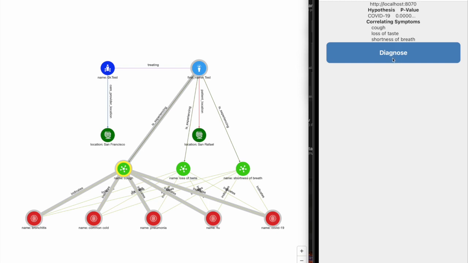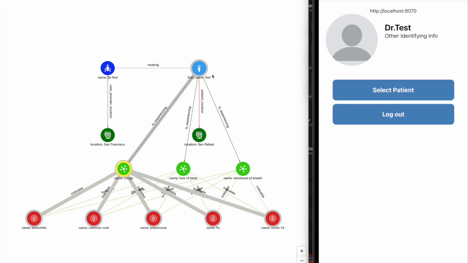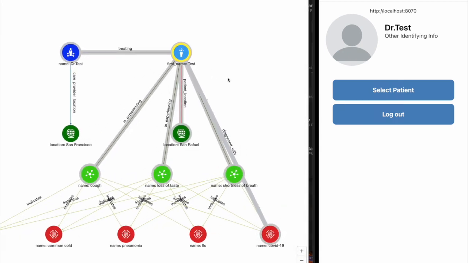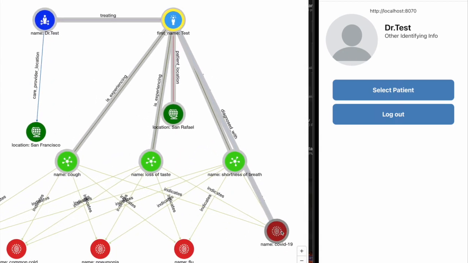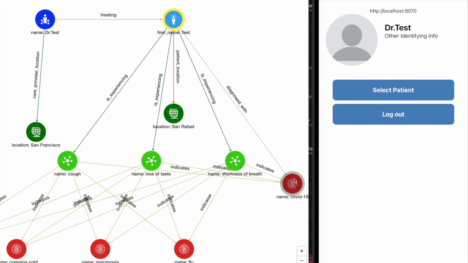If our care provider is convinced of a likely diagnosis, they press the button to validate and include this symptom-disease relationship within our machine learning model for future predictions. This validation then triggers a relationship to be established within our graph database between the patient and the diagnosed disease.